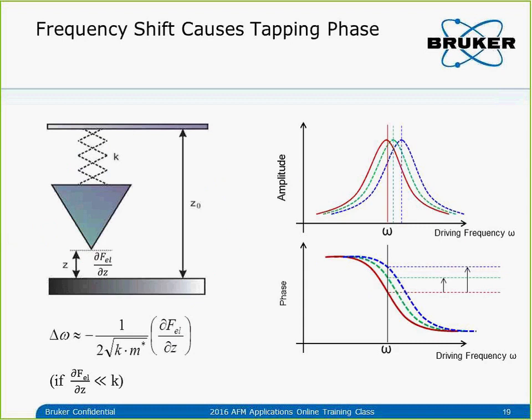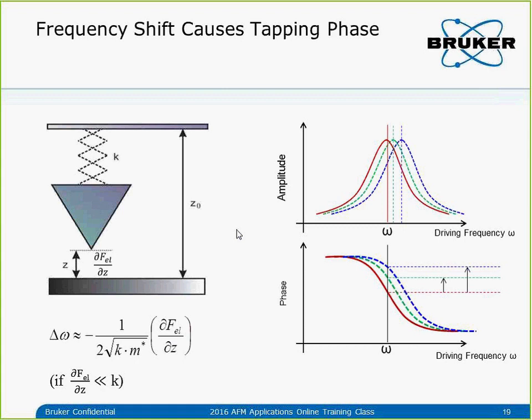Why can this interaction cause the cantilever oscillation phase, the tapping phase, to change? We can take a look at this model of the cantilever, right? The interaction force between the tip and sample could be a mechanical force, like the cantilever tip or the sample is soft and sticky. That's an interaction force between tip and sample. And it could be an electrical force, and it could be a magnetic force.